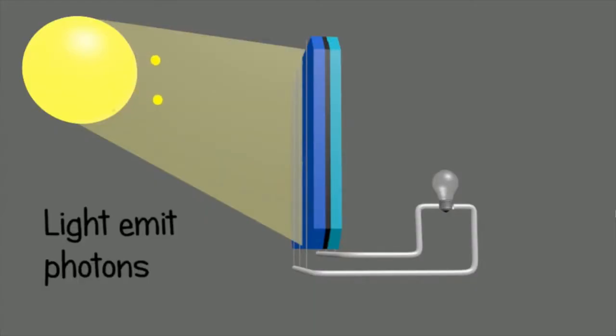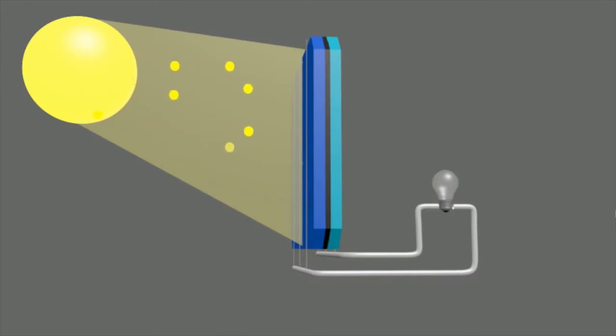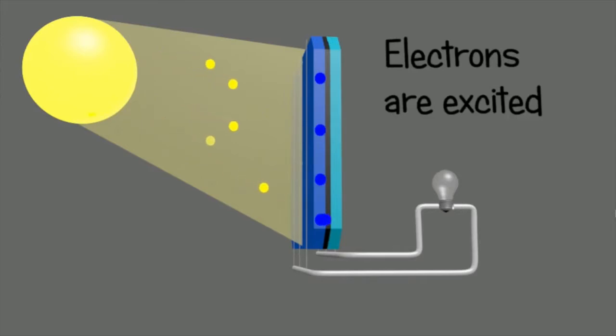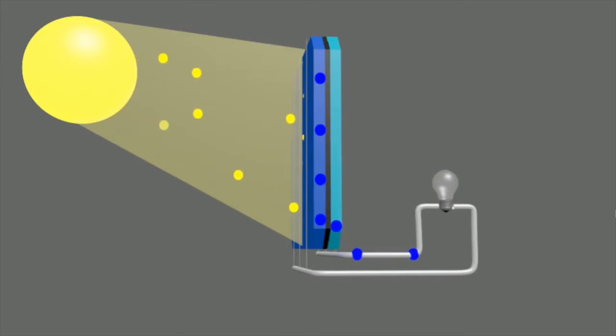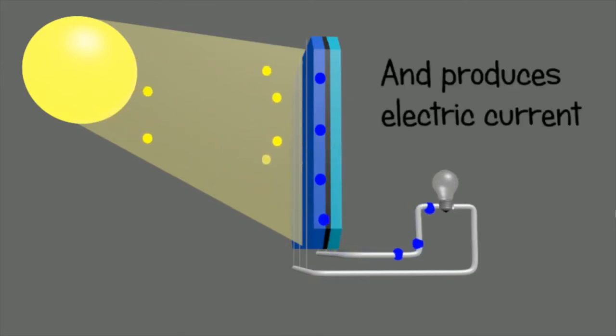When photons, produced by the energy in sunlight, hit the photovoltaic cell, they push the electrons out of their holes, and the electric field sends the electrons to the negative side and out of the silicon junction. These excited electrons flow to create electricity.